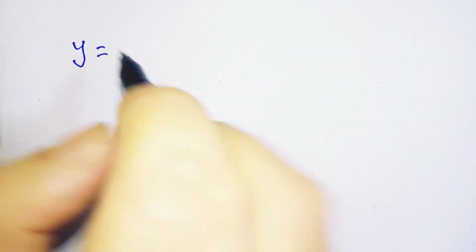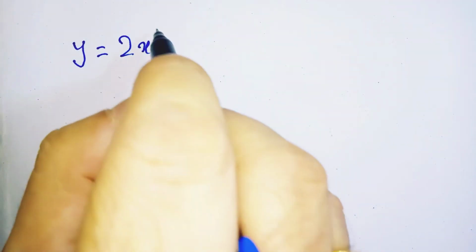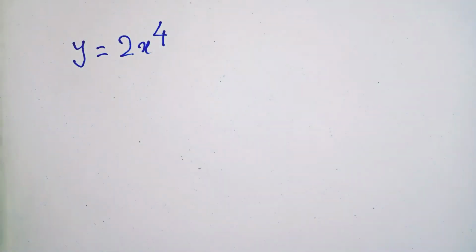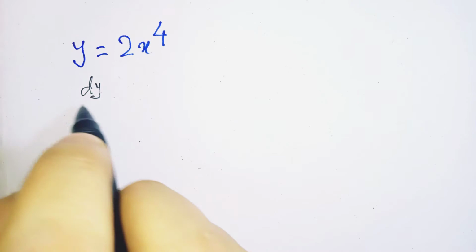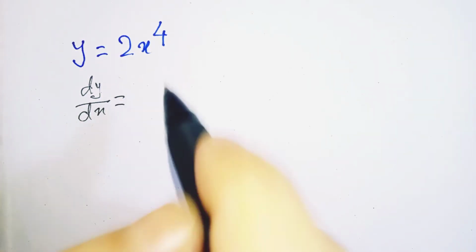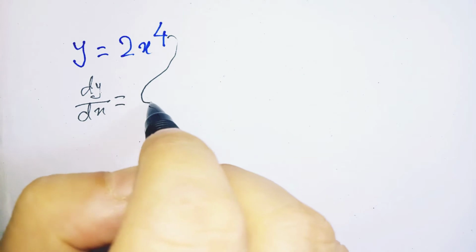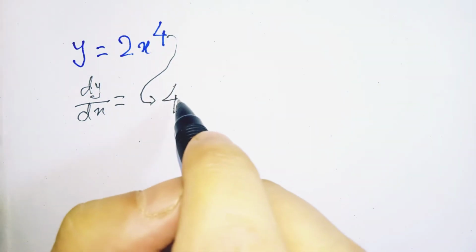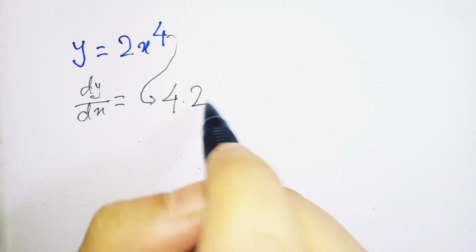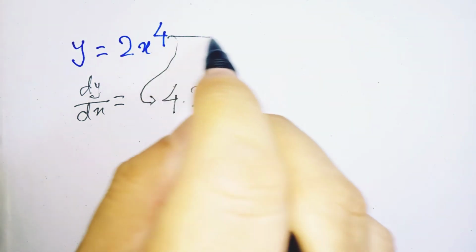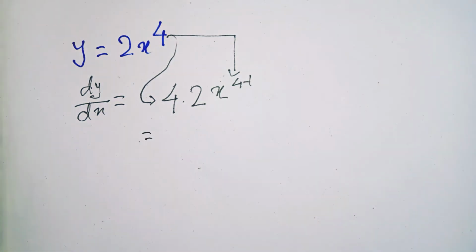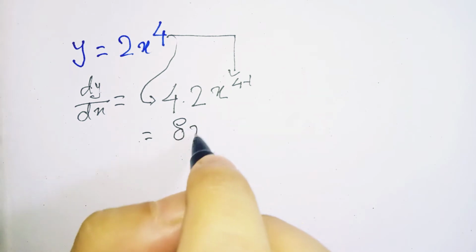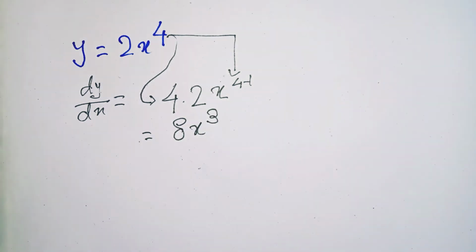Now how do we calculate the derivative of, say, y equals 2x raised to the power 4? Note that we have a y term, so obviously we will calculate dy by dx. We will first bring this power right at the front, so it would be 4, and this one would be 2x, and the power will be reduced to 4 minus 1. So eventually the result that we get is 8x raised to the power 3.